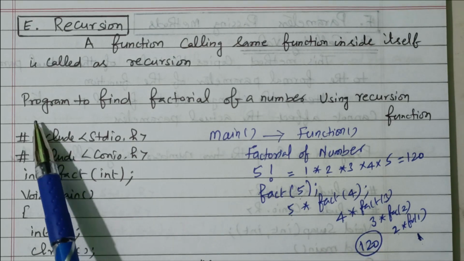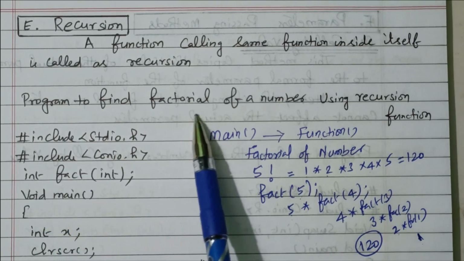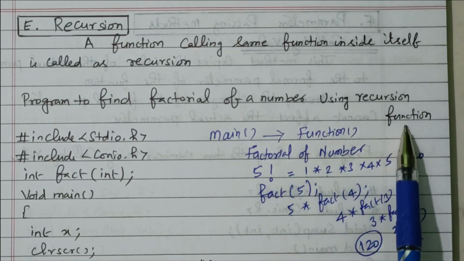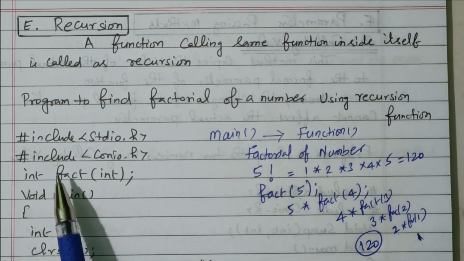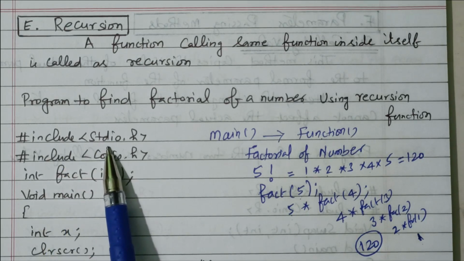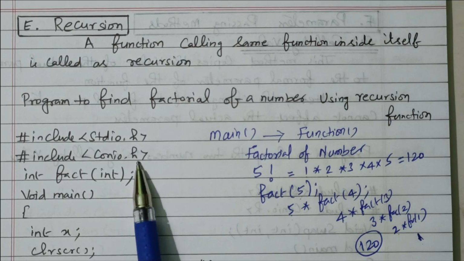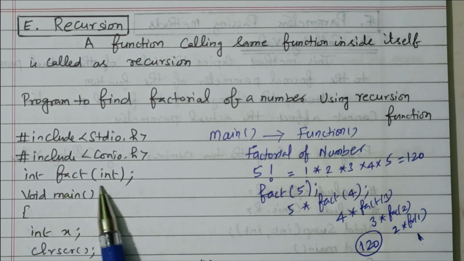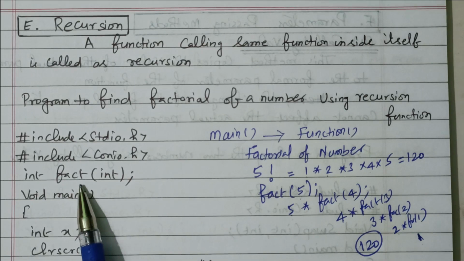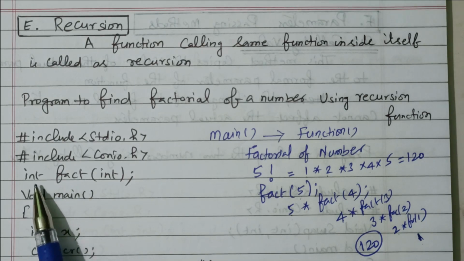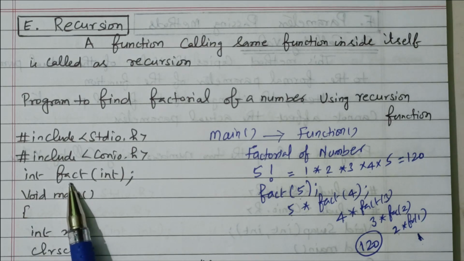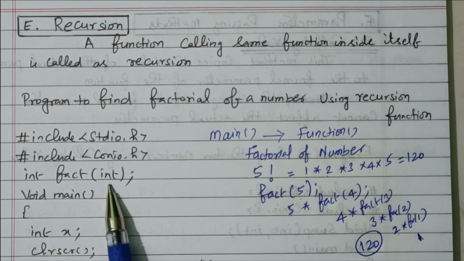Now we'll see the program to find the factorial of a number using a recursive function. First we include the header files: standard input output header file, console input output header file. Now we declare the function. This is called function declaration. A function declaration has 3 parts. First is the return type, then the function name, and then the argument to be passed to the function.